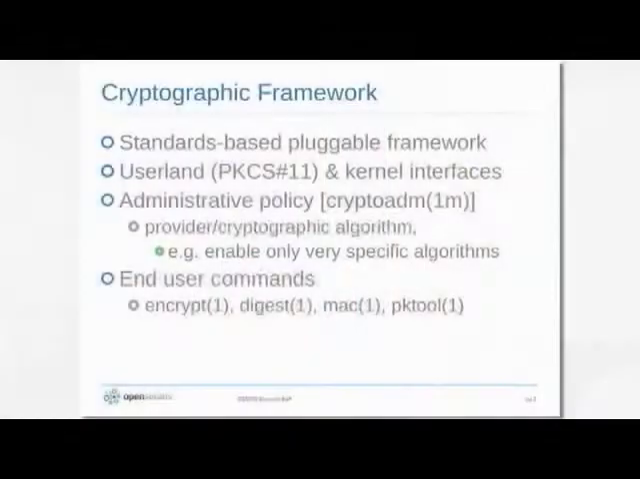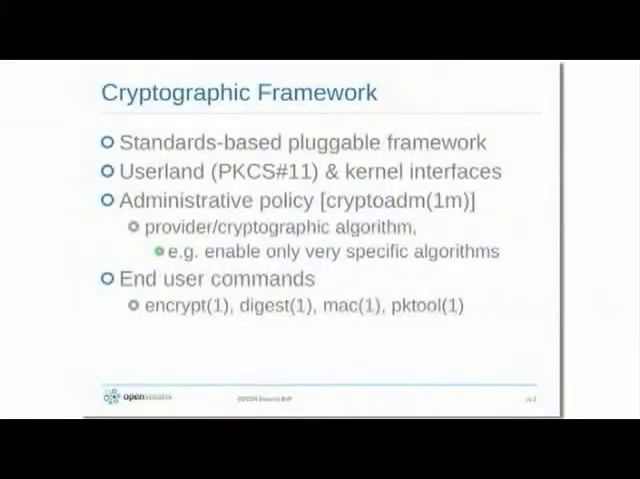So we have userland and kernel interfaces. So if you write kernel programs versus whatever applications, it all works. There's an administrative policy, so let's say you go, you know what, I am sick and tired of people using MD5. You can turn it off on your system and nobody gets to use it. Some people may get mad and angry, but you can make them use SHA-2. That's the kind of policy you can set system-wide. And we also provide end-user commands, which bring cryptography to the general person. So you can encrypt data with the encrypt command. You can use digest to get hashes, and pktool to do some basic administration of your key store.